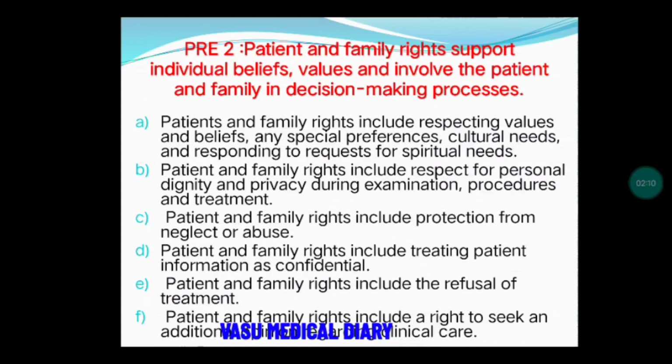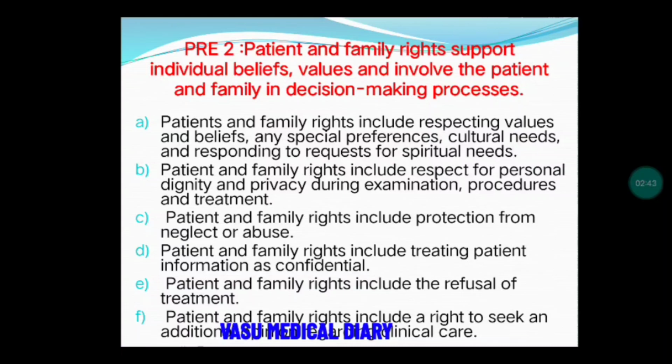Patient and family rights include protection from neglect or abuse. So all the patients have the right to protect themselves from neglect and abuse. And patient and family rights include treating patient information as confidential. You might have seen in the lift and all, there will be a writing saying don't discuss the patient condition inside the lift or in the pantry. So such writings are to prevent breaching of the patient confidentiality.